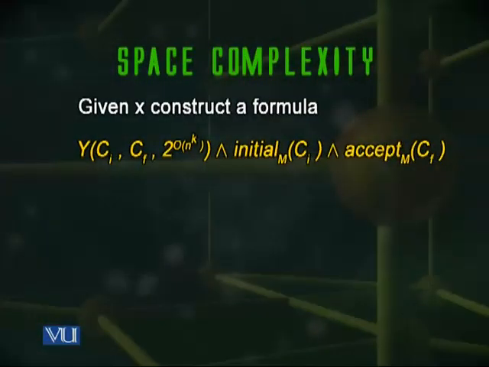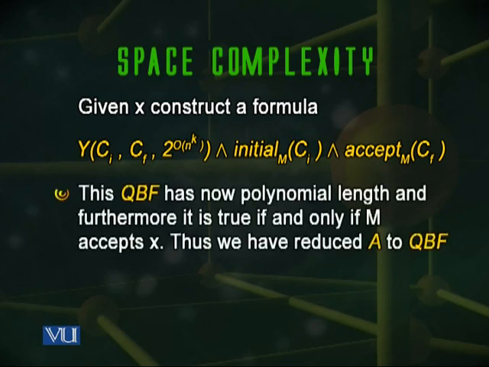If we now look at the following thing, now suppose we are given x and we construct the formula y ci, cf, 2 to the order n to the k, and initial mci and accept mcf. This is going to be a quantified boolean formula, and this is going to have polynomial length. Furthermore, this formula is going to be true if and only if m accepts the input x, and this would be a reduction from A to QBF.